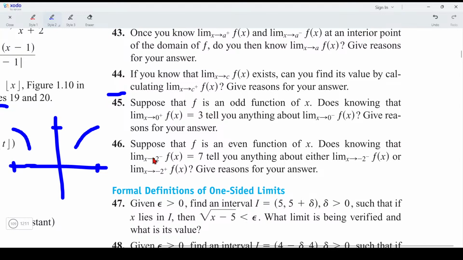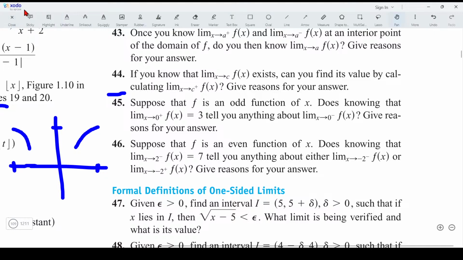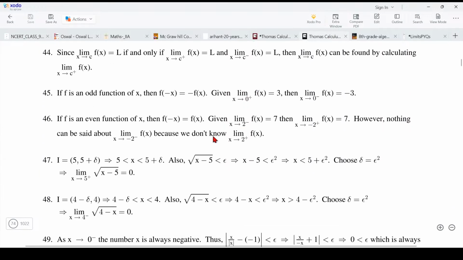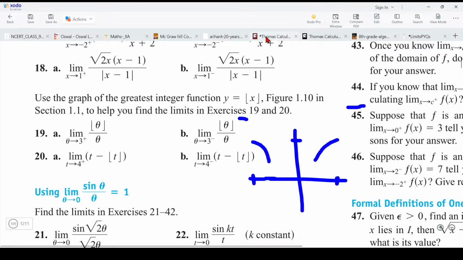So we are approaching 2 from the negative side and we are getting 7. What does that mean? If we approach minus 2 from the positive side, we will get 7. Negative side, we don't know; we cannot comment. We can comment only when we know the positive side of 2. So that's what he is saying here. From the positive side of minus 2, we can say it is 7. On the negative side of minus 2, we cannot say anything because we don't know the positive side of plus 2. Agreed? Yes, sir.